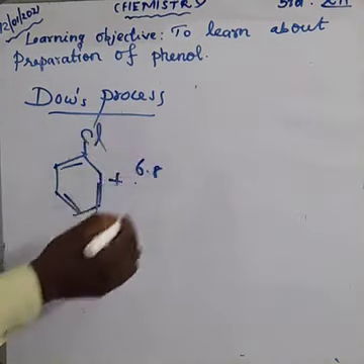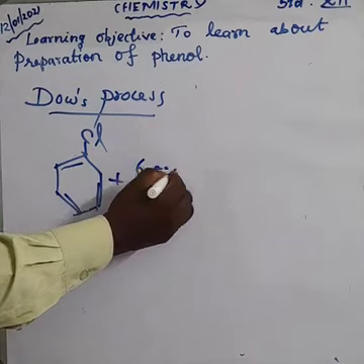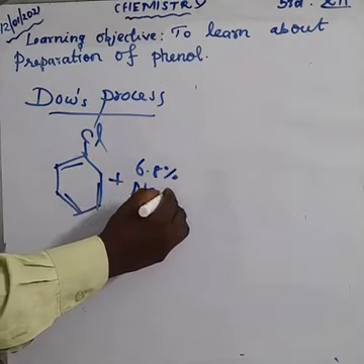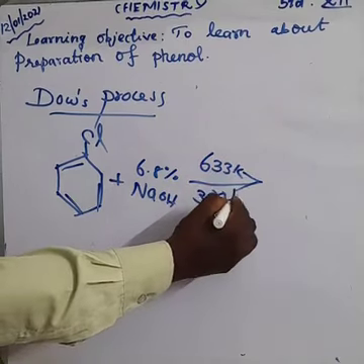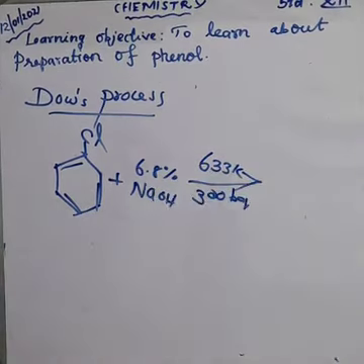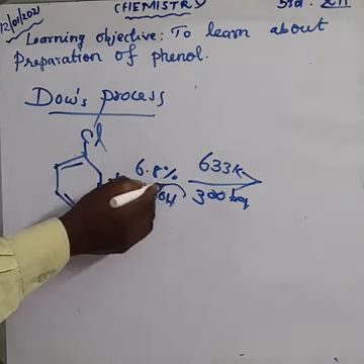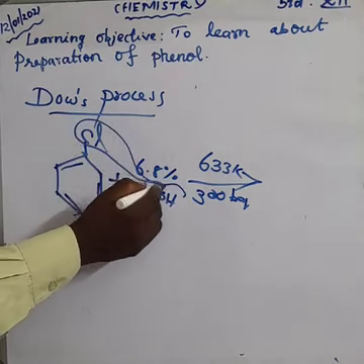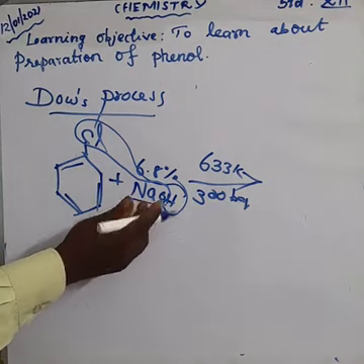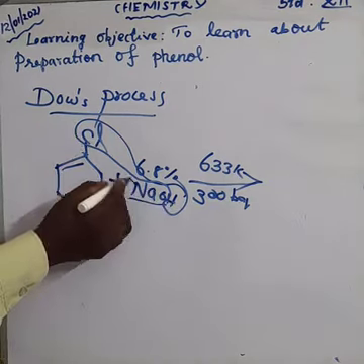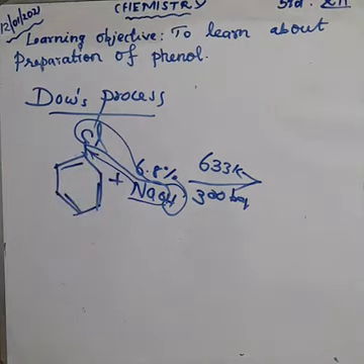6.8% sodium hydroxide. The temperature is about 633 Kelvin, and the pressure is about 300 bar. Here, one of the hydrogen combines with the chlorine to form hydrochloric acid. The NaO will be attached to the benzene ring.